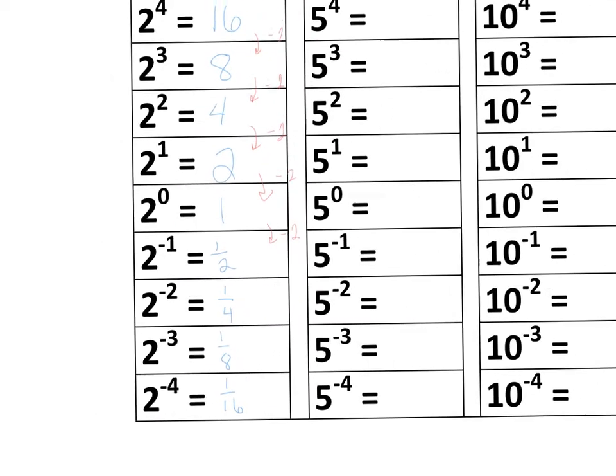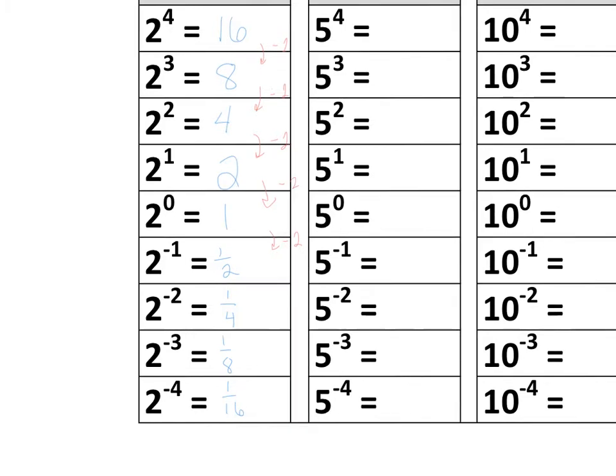Notice what 2 to the +4 exponent was and 2 to the -4 exponent is. Or 2 to the +3 versus 2 to the -3. 2 squared versus 2 to the -2. 2 to the 1st versus 2 to the -1st. That is something I'm hoping you're able to see, to help understand why the rules of exponents are the way they are.